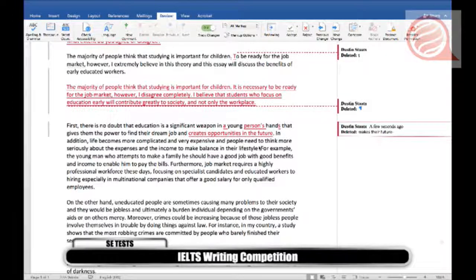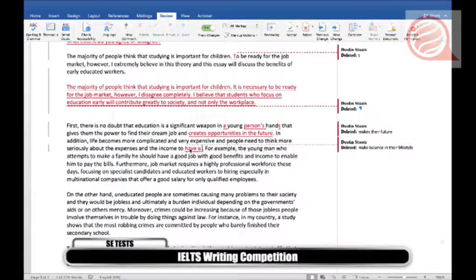Okay, so in addition, life becomes more complicated and very expensive, and people need to think more seriously about the expenses and the income to make balance in their lifestyle. Okay, so here, I think the only thing is we want to change it to have balance in their lifestyle, or actually to have a balanced lifestyle.